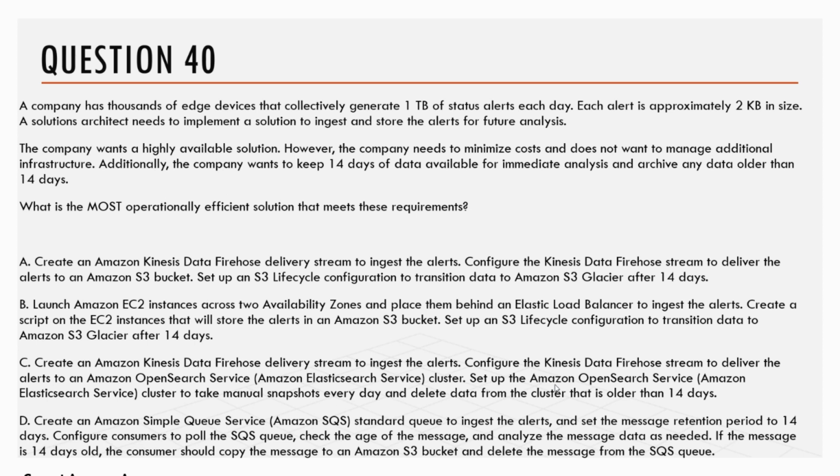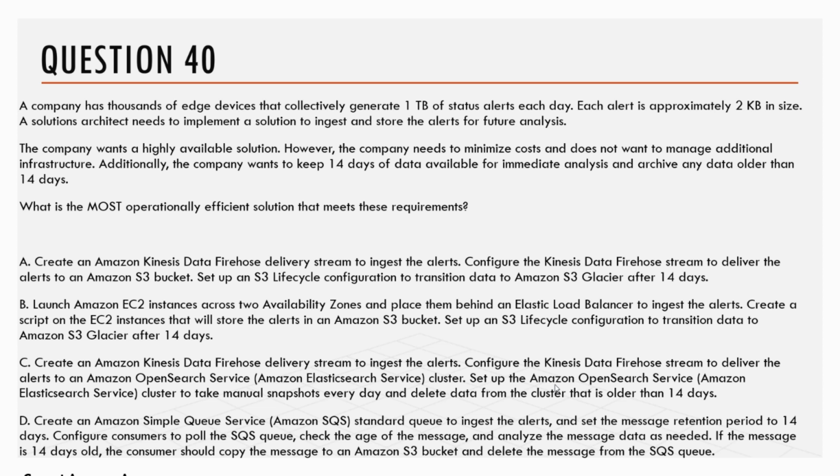And the options are: A, create an Amazon Kinesis Data Firehose delivery stream to ingest the alerts. Configure the Kinesis Data Firehose stream to deliver the alerts to an Amazon S3 bucket. Set up an S3 lifecycle configuration to transition data to Amazon S3 Glacier after 14 days. Option B, launch Amazon EC2 instances across two availability zones and place them behind an elastic load balancer to ingest the alerts. Create a script on the EC2 instances that will store the alerts in an Amazon S3 bucket. Set up an S3 lifecycle configuration to transition data to Amazon S3 Glacier after 14 days.